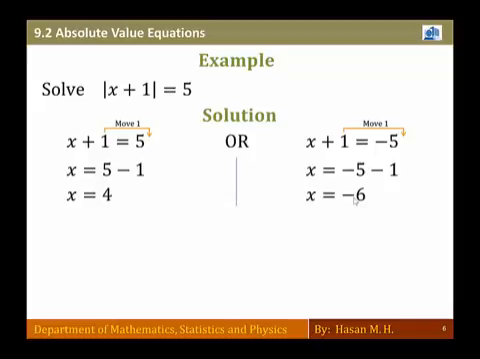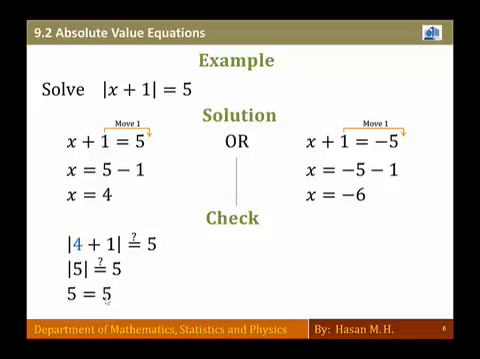To check your answer, substitute 4 for x. We will have the absolute value of 4 plus 1. Is it equal to 5? 4 plus 1 is 5. So the absolute value of 5, is it equal to 5? Absolute value of 5 is 5, and 5 equals 5.